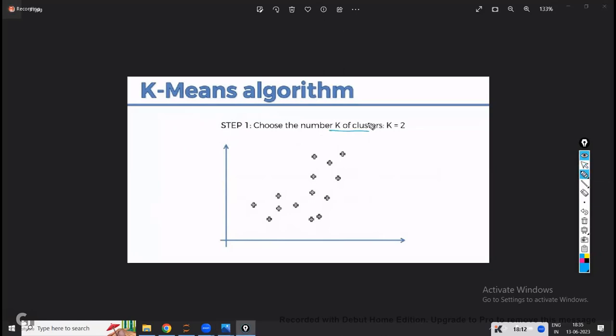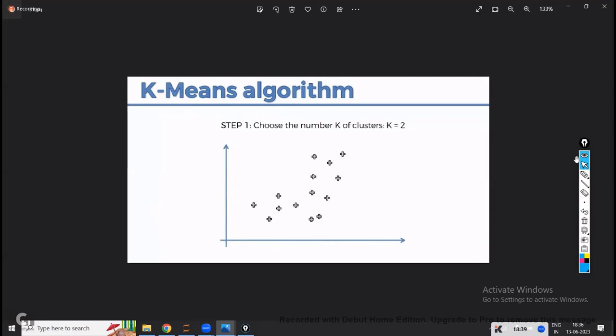We have to try. For example, if I take k equal to 1, everything will be considered as one cluster, so there is no need to do clustering separately. Minimum k is equal to 2. Clustering means you have to divide into groups, so minimum 2 groups. This is the starting point. The ending can be 3 groups, 4 groups, 5 groups, like this.